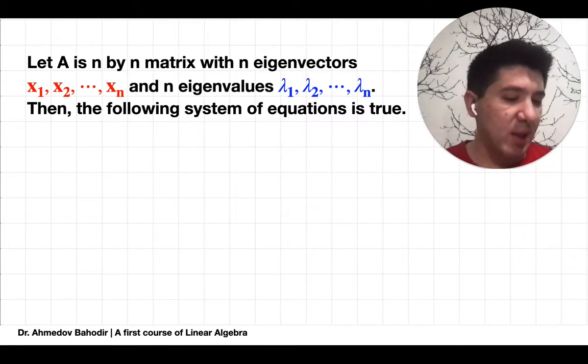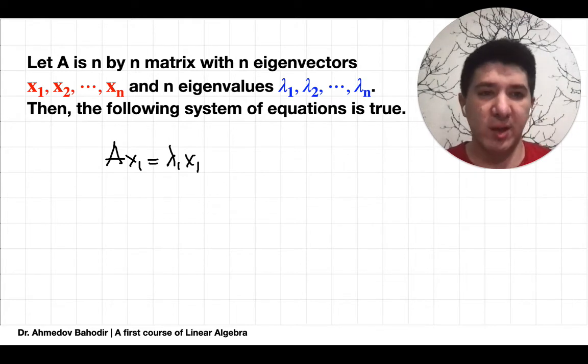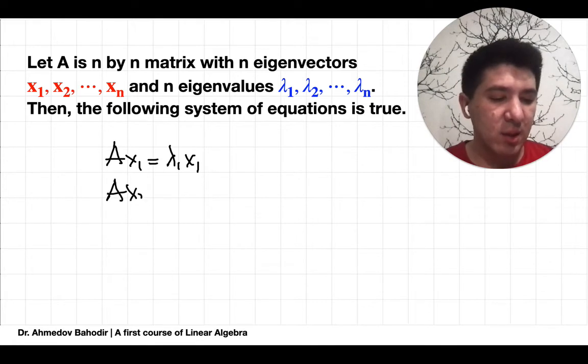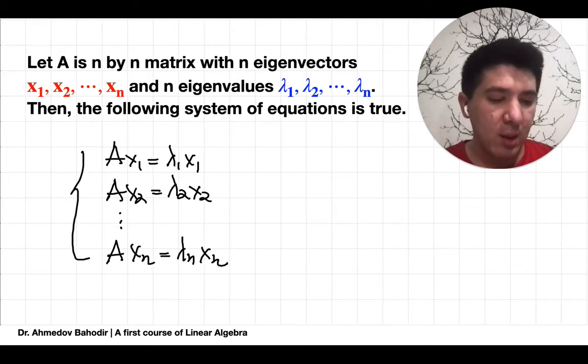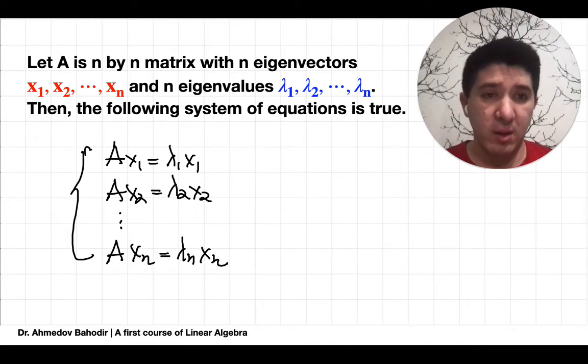So we can write this down in the form of A times x1 is equal to lambda 1 times x1. So this is the definition of the eigenvalue and eigenvector. So A times x2 is equal to lambda 2 times x2, and so on. A times xn is equal to lambda n times xn. And all of these equations should work together.